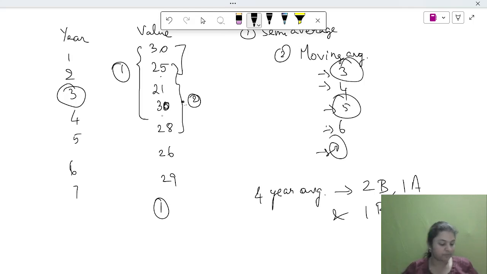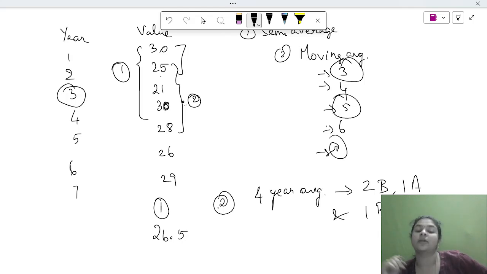One not 6 by 4. First combination, how much are you getting? 26.5. Now, this is not the final answer. You have to do the second combination, which is, for year 3, 1 before, 2 after. 1 before means I am taking from year 2, and 2 after. You have to take 4, 5 values, which is 25 plus 21 plus 30 plus 28.